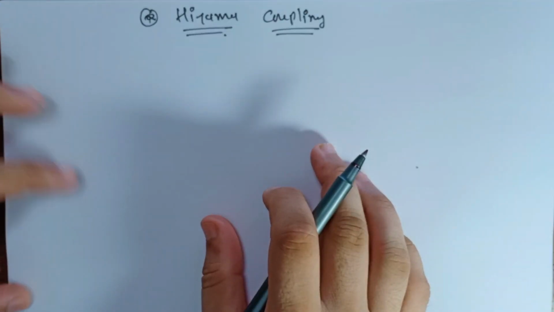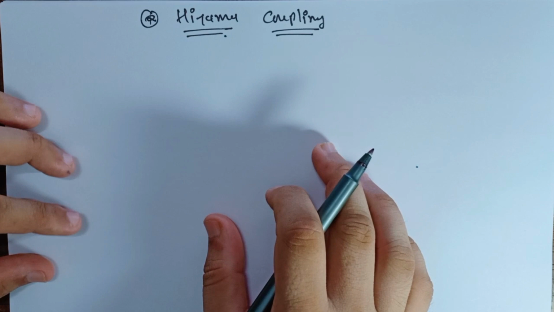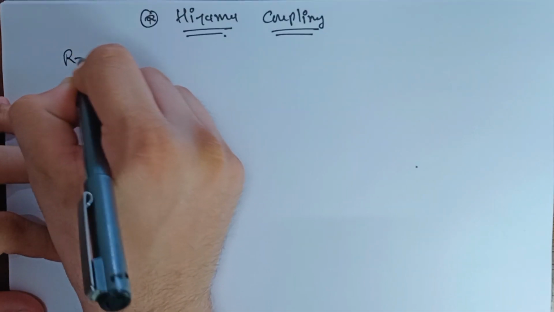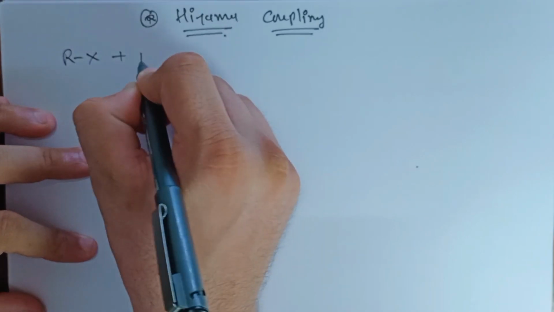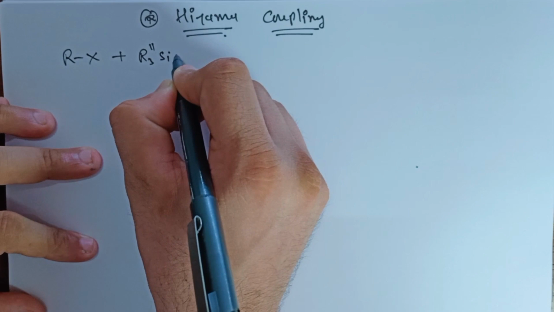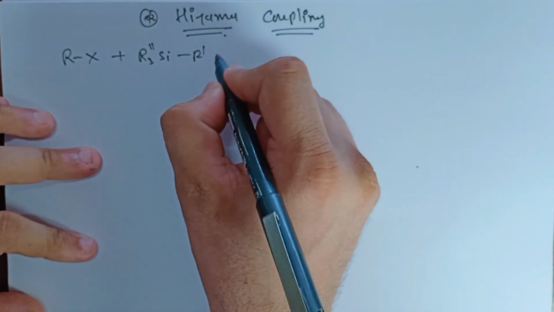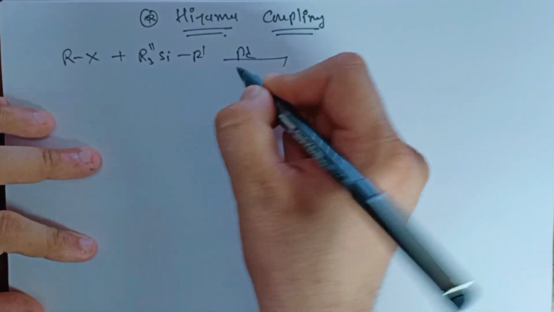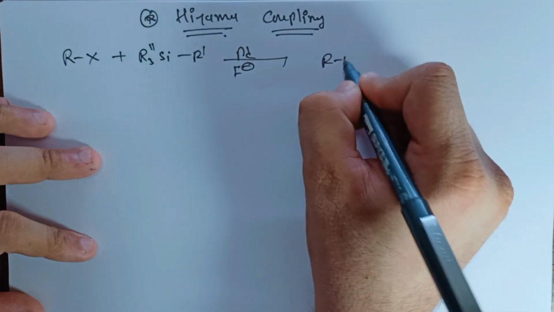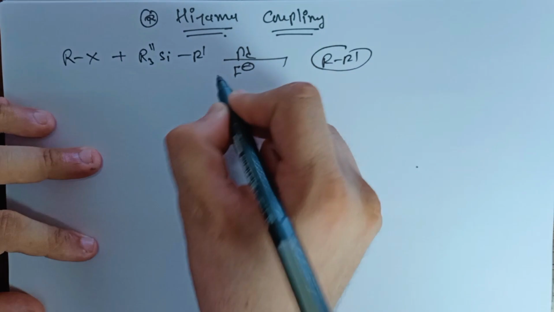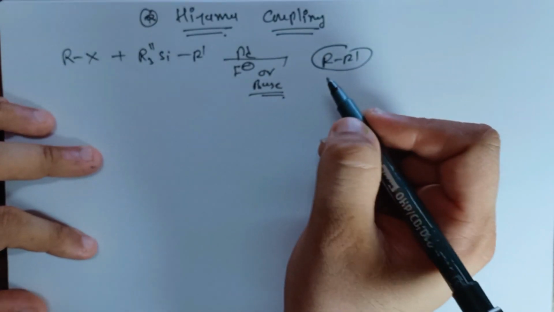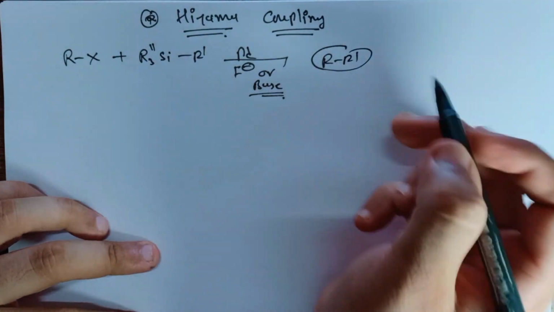Okay, so now let us take one more example of a coupling reaction, that is the Hiyama coupling reaction. Let us take its principle: RX, when it is treated with the silicon derivative R3 Si-R dash, in the presence of the palladium catalyst and fluoride minus, will convert into R-R dash. So let us take fluoride, or we can say the base. Now let us take the mechanism, that is the catalytic cycle.